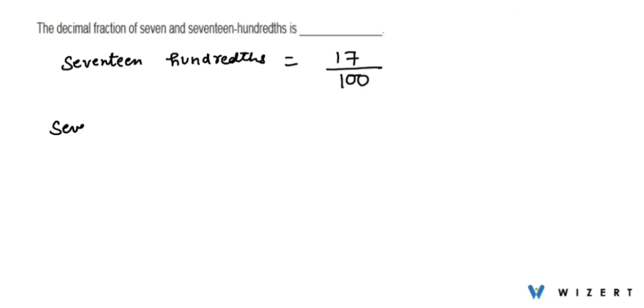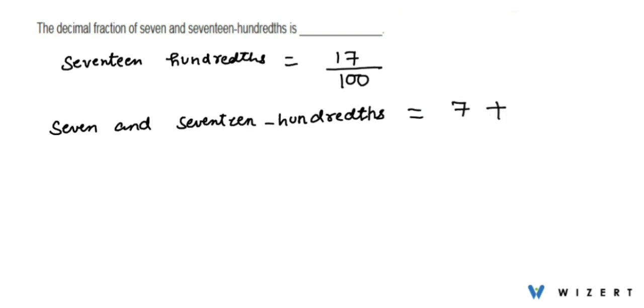Now we have to write 7 and 17 hundredths. We have to write this in decimal form. So 7 we know is 7 plus 17 hundredths, which I have written above as 17 by 100. So basically we have to add these two numbers.